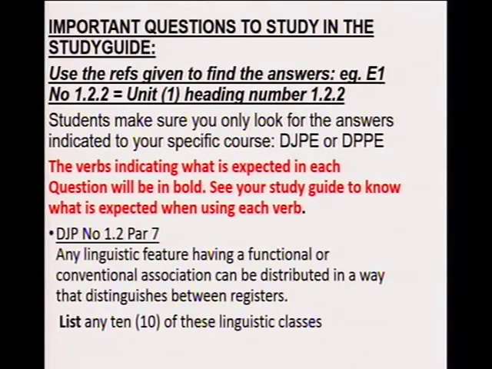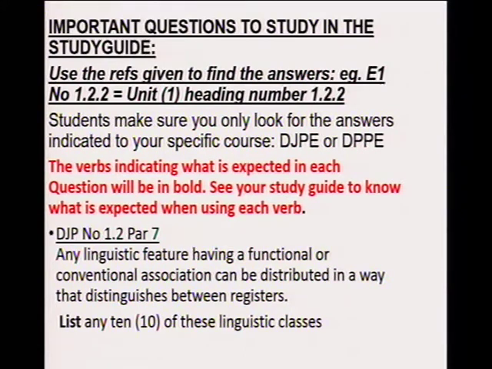Important questions to study. In the study guide used, the references are given to find the answers. For example, U1 number 1.2.2 means Unit 1, heading number 1.2.2. Students, make sure you look for the answers indicated for your specific course, the DJP or the DPP. The verbs indicating what is expected in each question will be in bold. See your study guide to know what is expected when using each verb.